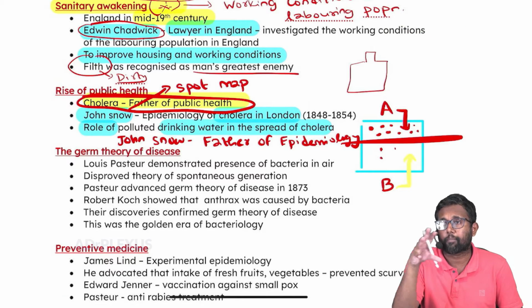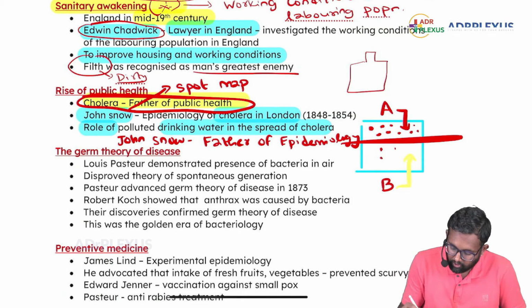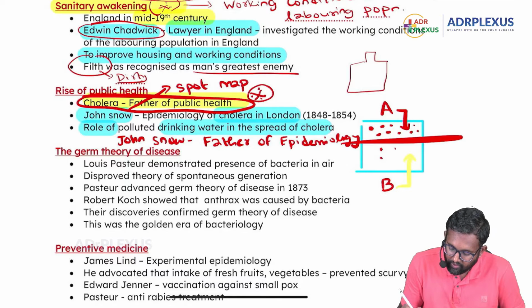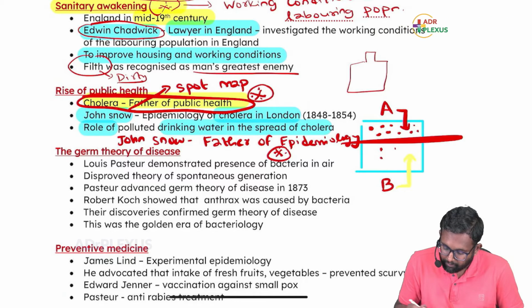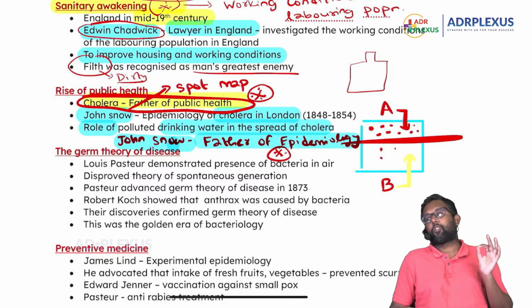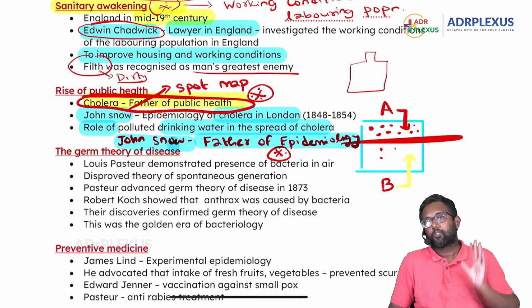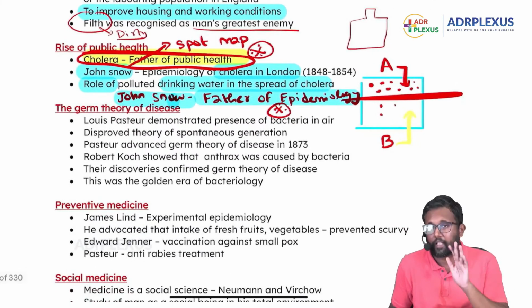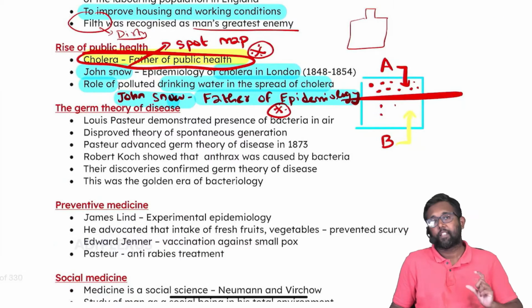Who is the father of public health? The father of public health is cholera. This is the point where we can make a mistake. The father of public health is cholera, but the father of epidemiology is John Snow. The father of public health is not a person, it is actually a disease.